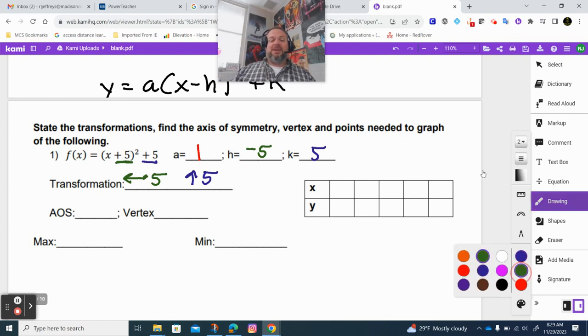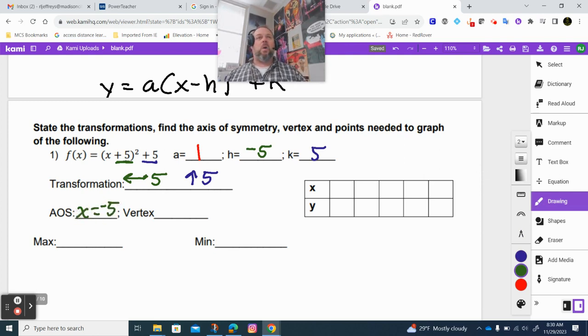Okay, your axis of symmetry, your AOS, this is x equals -5. Wow. Super duper hard, right, guys? Super. I mean, super duper. All right, our vertex, which is (h, k), which would be (-5, +5).